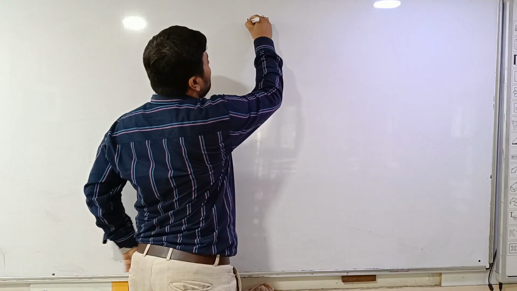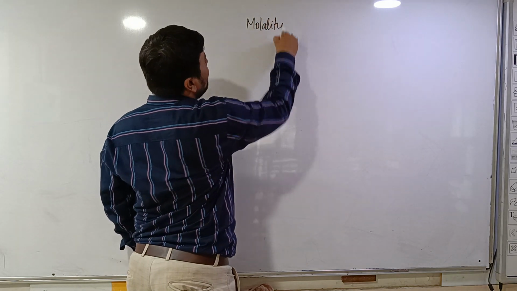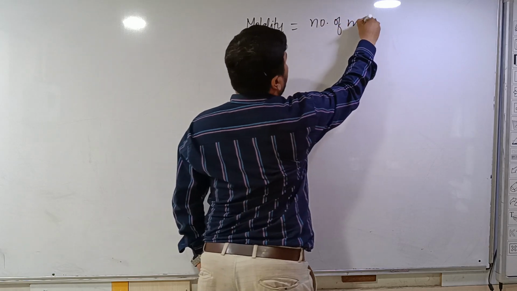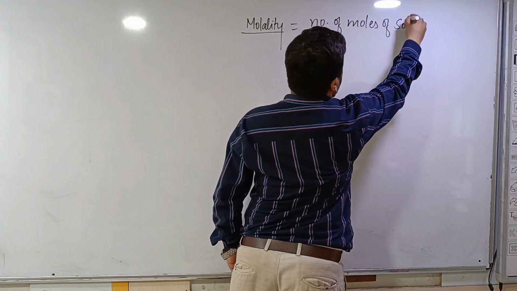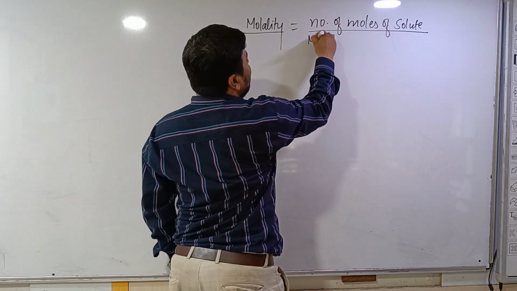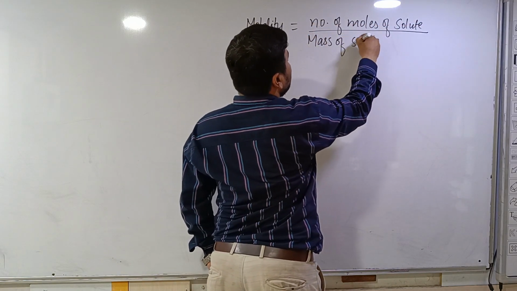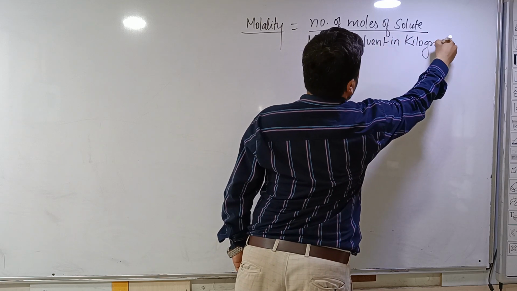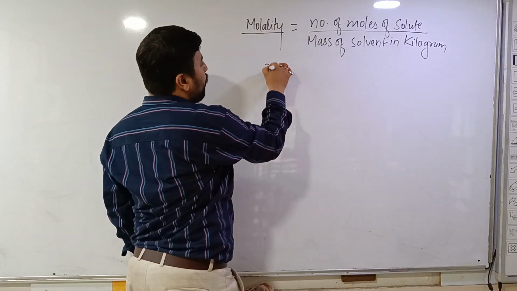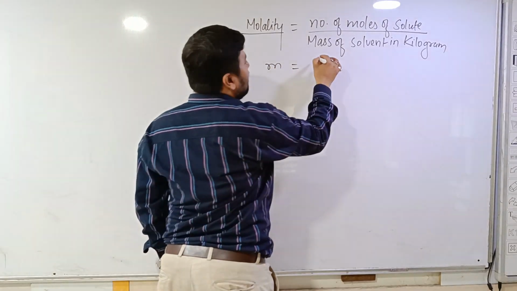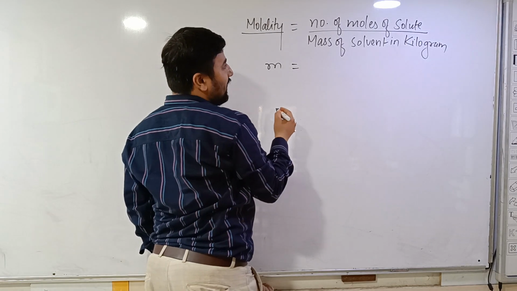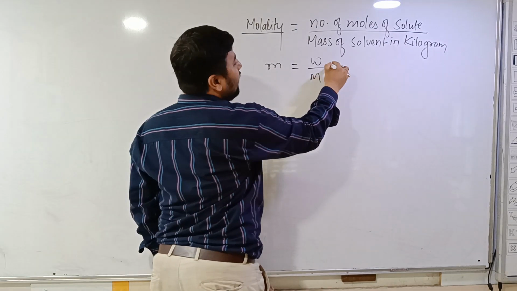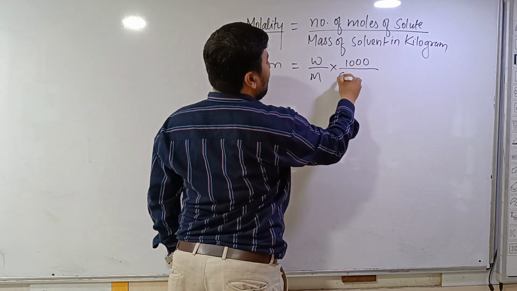Molality. What is molality? Number of moles of solute by mass of solvent in kg. It is denoted by small m. Small m is equal to number of moles of solute by mass of solvent in kg. Number of moles of solute, that is given mass by molar mass, into 1000 upon solvent in kg.